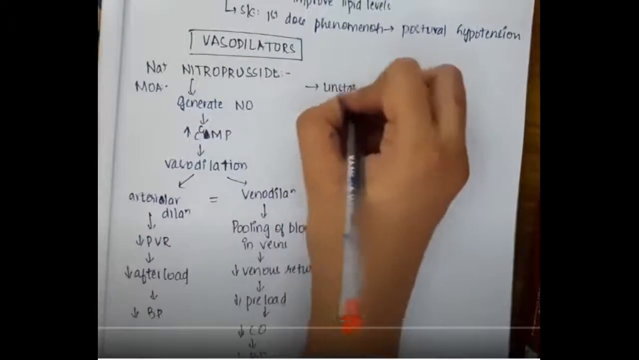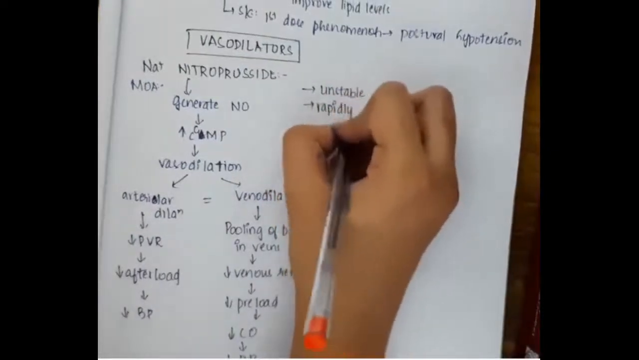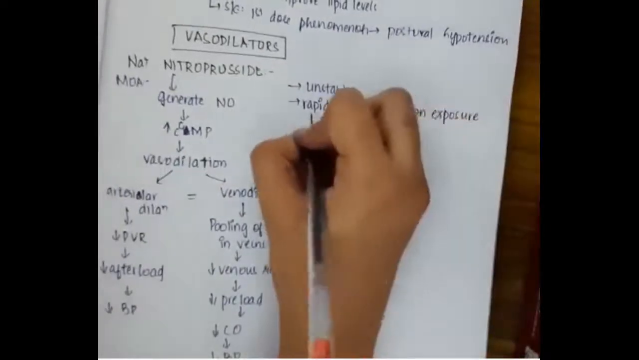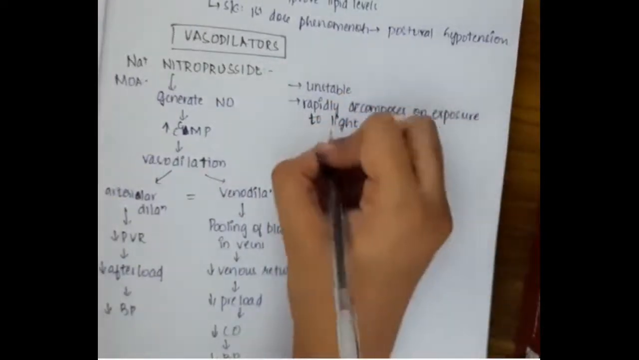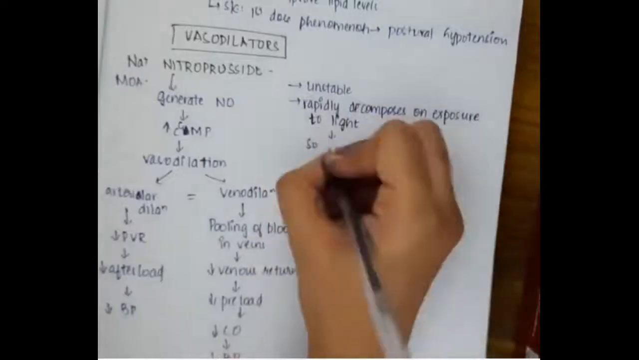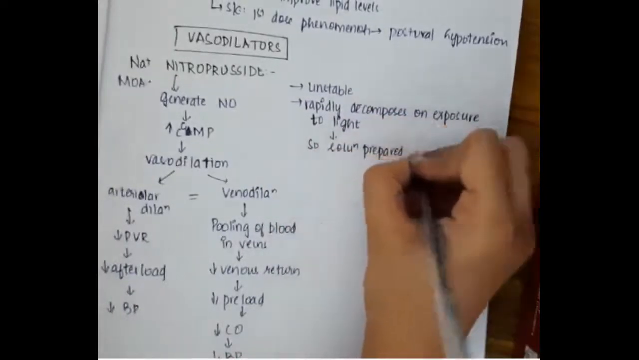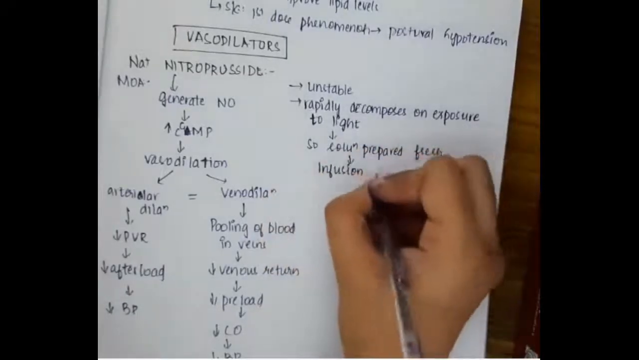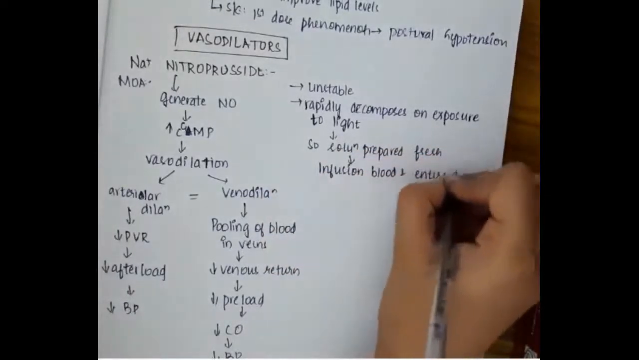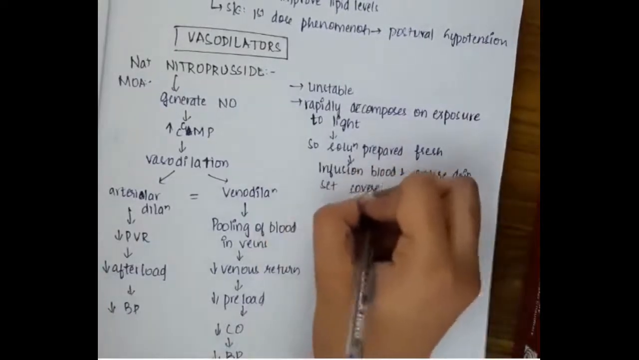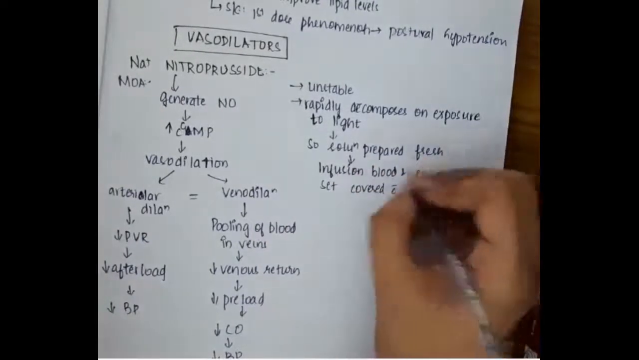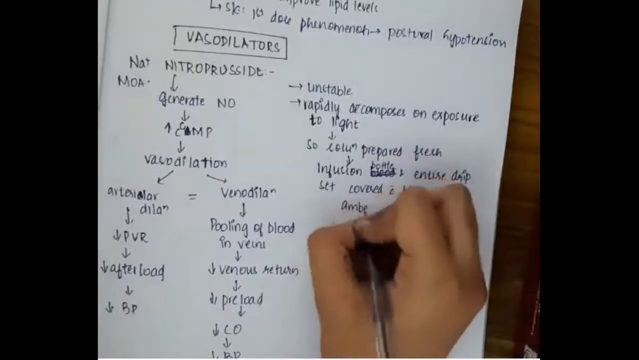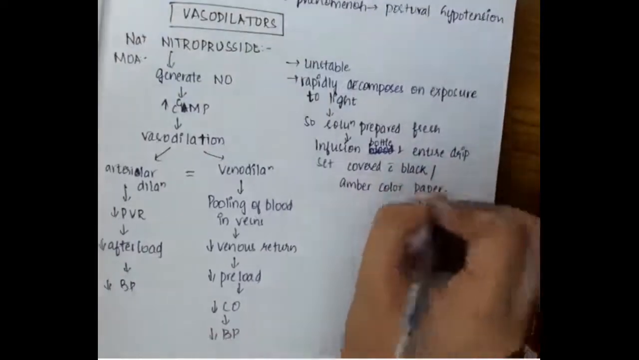Then, this sodium nitroprusside is unstable and it rapidly decomposes on exposure to light. So the solution should always be prepared fresh, and once it is prepared, the infusion bottle and the entire drip set should be covered with black or amber colored paper.